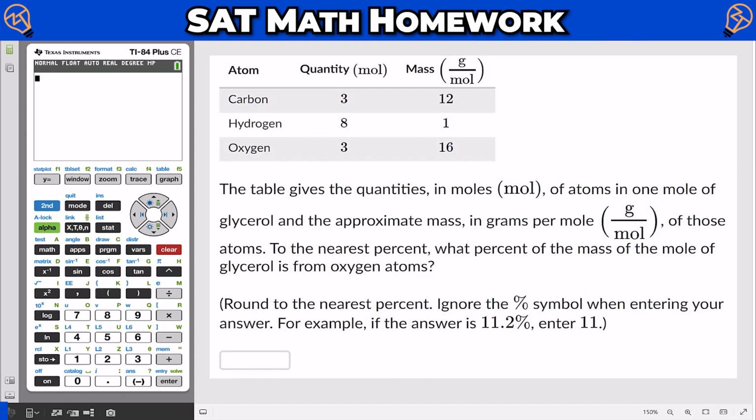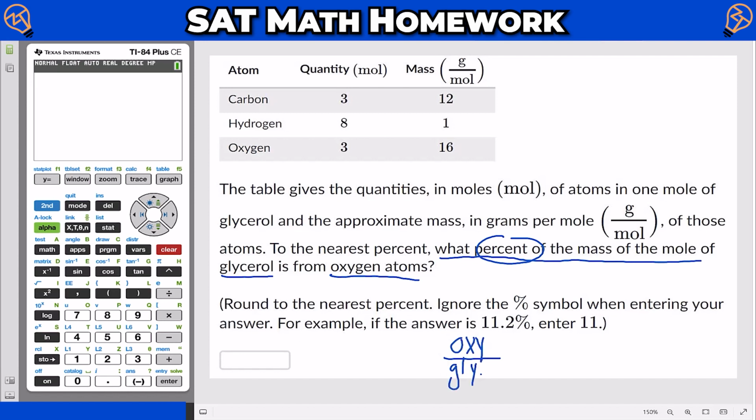So to determine what percent of the mass of the mole of glycerol is from oxygen atoms, when we see "percent of," that essentially means divided by. So in the denominator, we're going to need to put the total mass of the mole of glycerol, and in the numerator, just the part that's from oxygen. So let me just do abbreviations here.